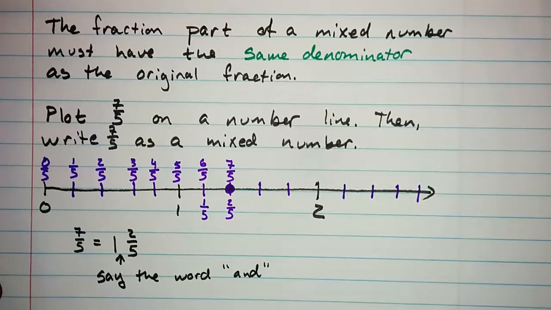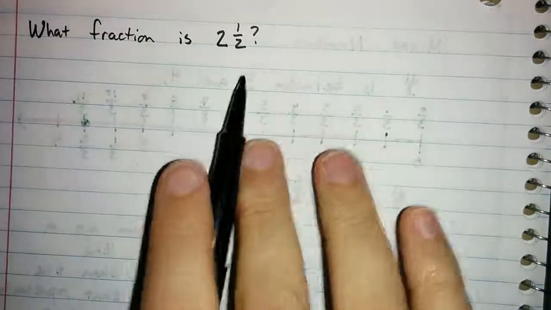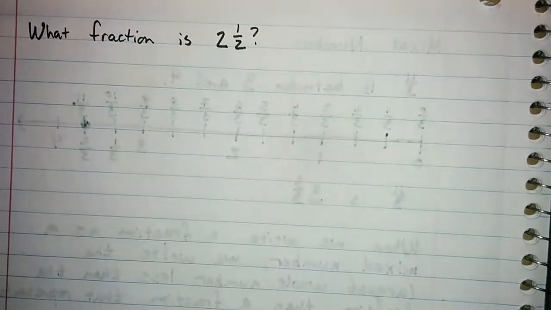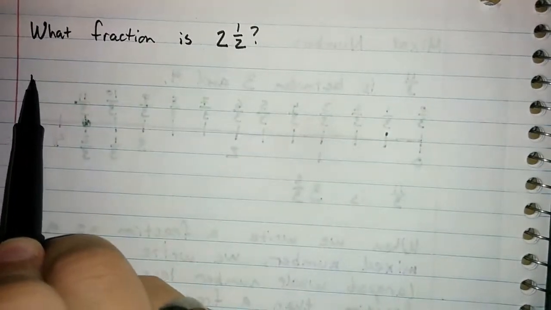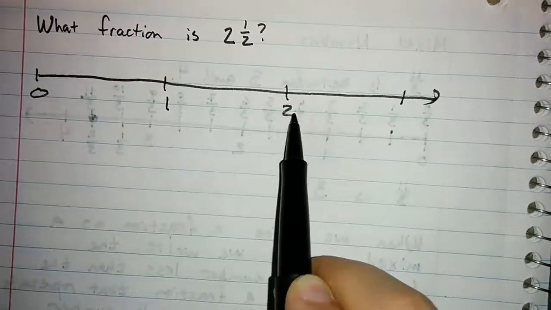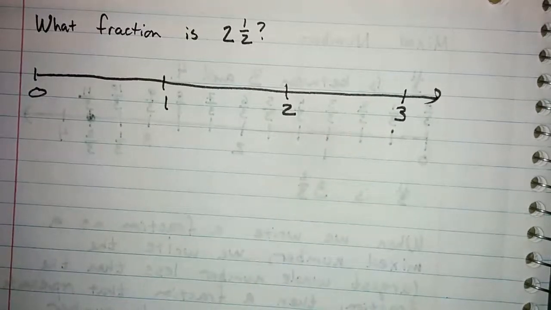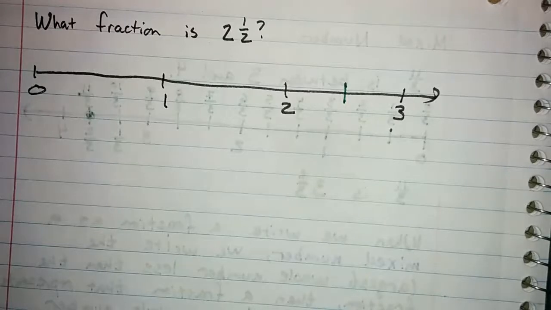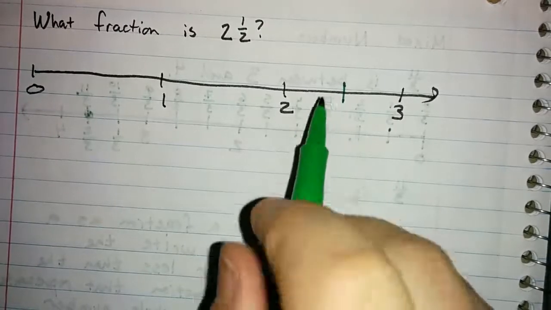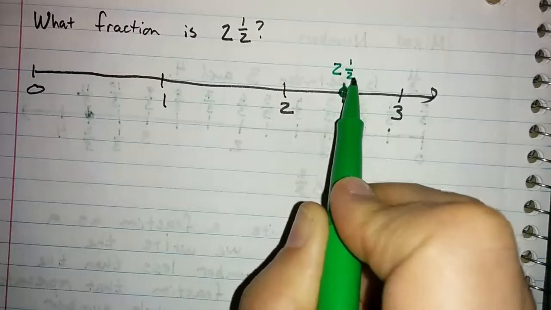We can also go the other way around, of course. Suppose I want to write the mixed number 2 and 1/2 as a fraction. Well, I'll draw my number line, 0, 1, 2, 3. And then this unit between 2 and 3, I'm going to divide into 2 equal parts. Here's 1/2. This point then is 2 and 1/2.